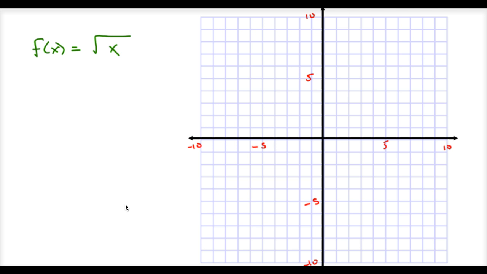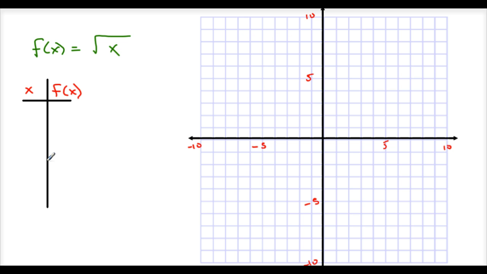So let's look at our first equation. This is our parent graph. F of x equals the square root of x. We're going to graph this. I'm going to make myself a little table here to graph some x and y values. So I have my x and my f of x. Okay. What's the smallest value that I can plug in for x? Can I plug in any value for x for this function?